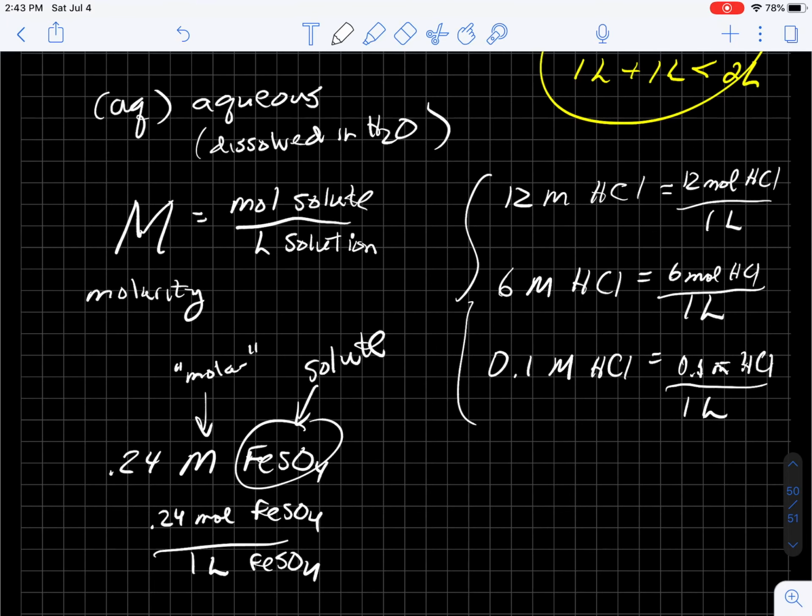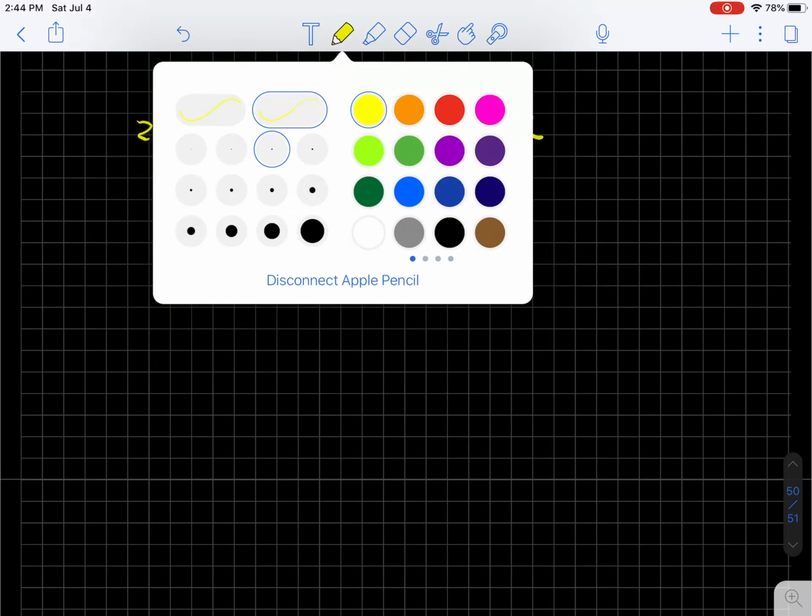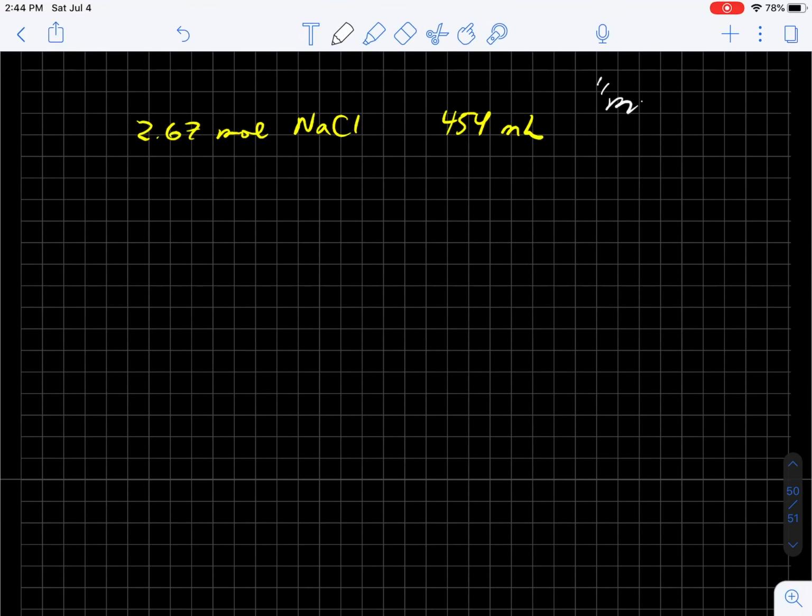All right, so what type of problems can they give you with this ratio? Well, it's just like anything else. If we know two of the variables, can we solve for the third? If we give you information, can you substitute it into the formula to be able to use it? So let's say we have 2.67 moles of sodium chloride, and we're going to dissolve that to make 454 milliliters of solution. All right, so what is the molarity? What is another term for molarity? It's called molar concentration.